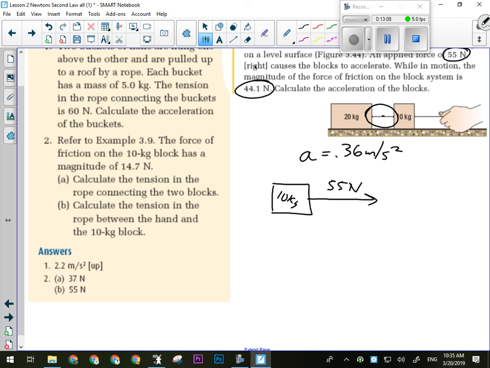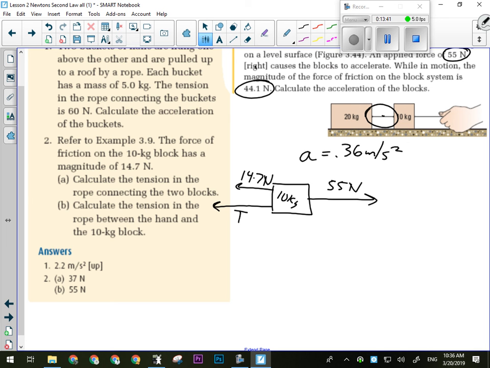Everybody with me there? There are 2 forces resisting the 10 kilogram box. One of them is told to me, the force of friction. What's the other one? The 20 kilogram box. And how is that resistance being transferred to the 10 kilogram box? Through the rope. Is that what they want you to find? It is. So this is the force I'm being asked to find. It's the tension in the rope between the boxes.